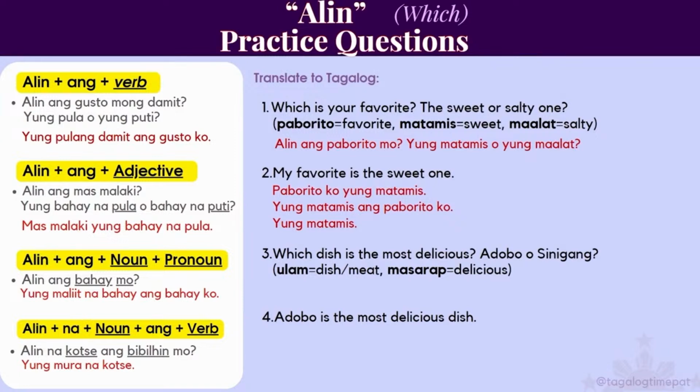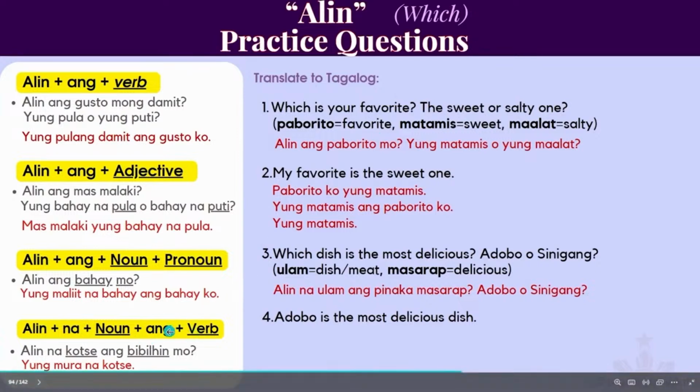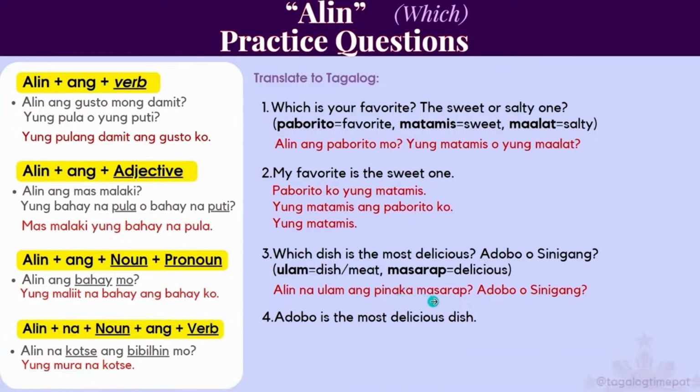Number 3, which dish is the most delicious? Adobo or sinigang? Ulam means a dish or a meat. Masarap means delicious. So, alin na ulam ang pinakamasarap? So, it's kind of taking rule number 4, but then instead of a verb, it's adding the superlative adjective.